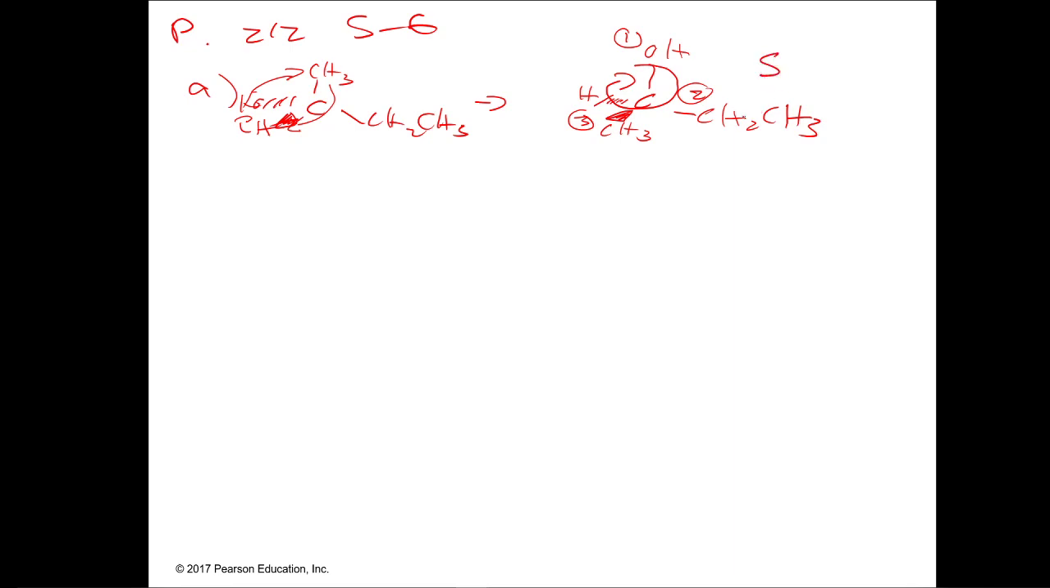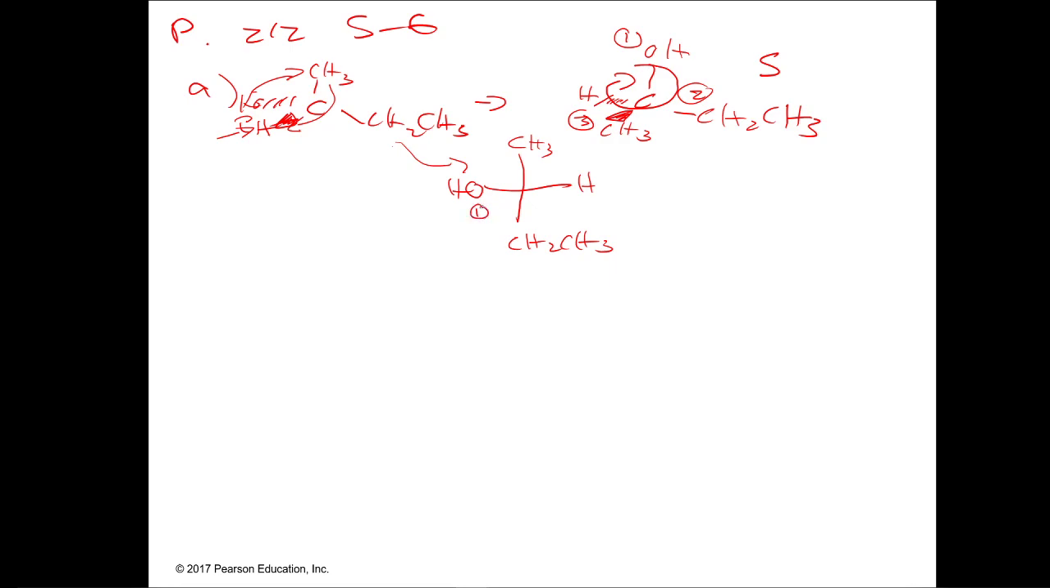Now, if you wanted me to convert that to a Fischer projection, I would want this to be on the top and this to be on the bottom. I'm not going to do this for all of these, but let me convert this one. To make it easy for myself, I'm going to have these two coming out, so I'm looking at the molecule along this axis. So it becomes CH3 on top, the carbon I'm looking at, and then CH2, CH3. I've got hydrogen over here, and OH over here.